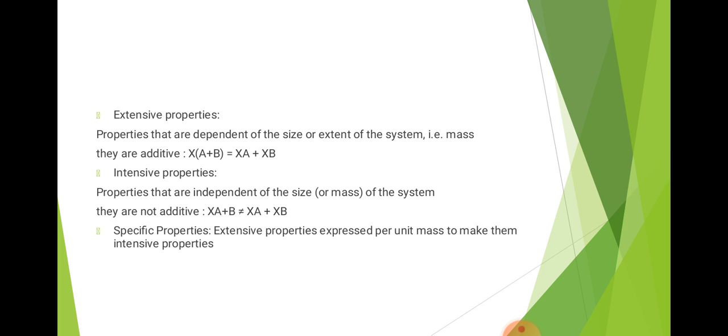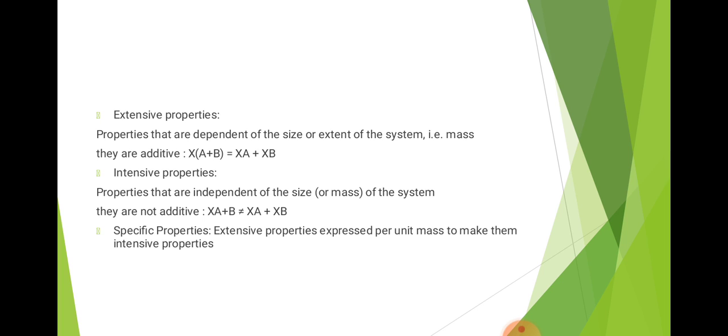In short, the properties x which are dependent on the mass and the size of the system are called extensive properties. So an extensive property is dependent on size and is an additive function. As shown in the PPT, x is a property at the A and B level. So the function gets the value x(A) plus x(B), means property at point A plus property at point B.